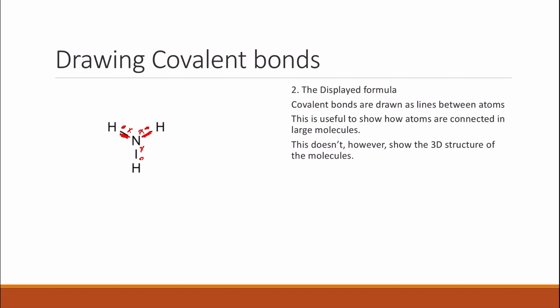So what if we have more than 1 bond between the 2 atoms, something like oxygen? We know that oxygen is 2 atoms of oxygen with 2 covalent bonds. In this case, you're going to draw them as 2 lines on top of each other. So that means there are 2 covalent bonds between these two. This is useful to show the connections in larger molecules, because when you have larger molecules, it would be difficult to use the dot and cross diagram to represent the covalent bonding.